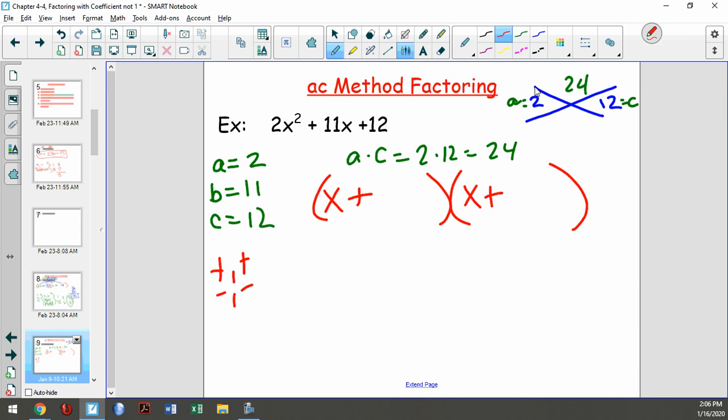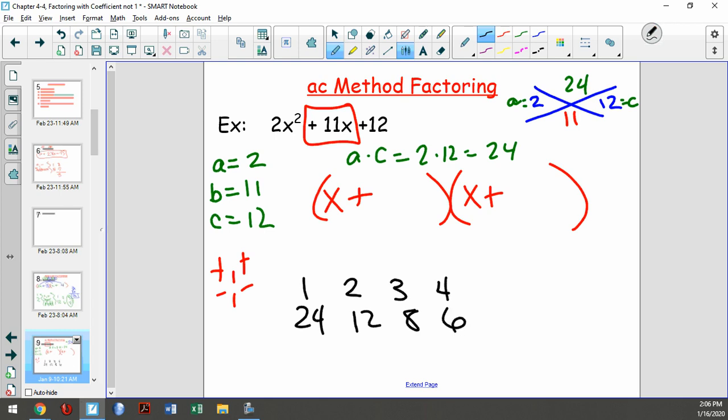Then you have to obtain 11. So I want you to find all the factors of 24: 1 and 24, 2 and 12, 3 and 8, and 4 and 6. Which of those factors will give you 11? 3 and 8. So we're going to use 3 and 8. We're going to put 3 divided by and 8 divided by, and what you're going to divide them by is your A value. What is your A value?